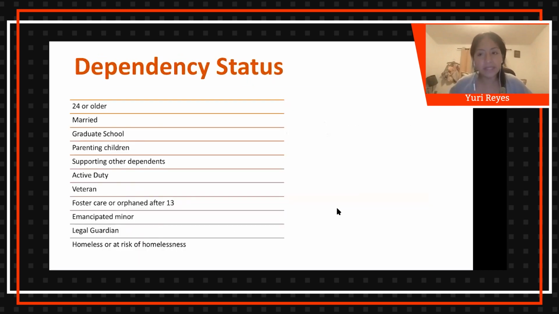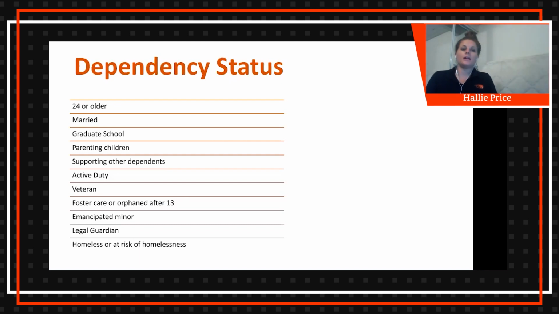Okay. Dependency status. This one can be a little tricky for students. Do you want to take this one on, Hallie? Sure. I'll give my spiel and then anyone chime in to add comprehension or clarity. So this is a big source of frustration. Unfortunately, whether or not your parents are able or willing to contribute for your education, typically if you're under 24, not married, not in graduate school, having your own children, or meeting some of these other not really common circumstances, you have to include your parents' information on your FAFSA.